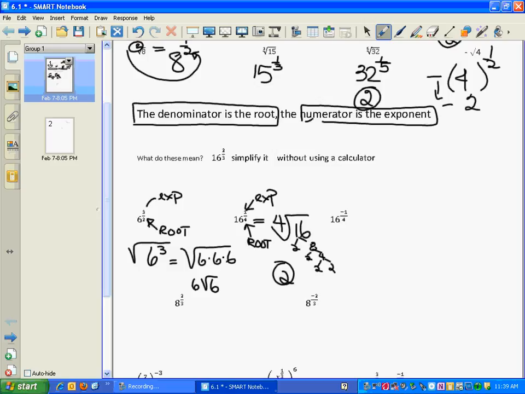Okay. Negative exponent. Can't deal with negative exponents. So we flip it. So if it's 16 to the negative 1/4, then that's 1 over 16 to the positive 1/4, right? Your exponent goes from a negative in the numerator to a positive in the denominator.